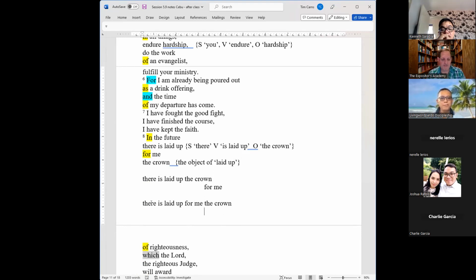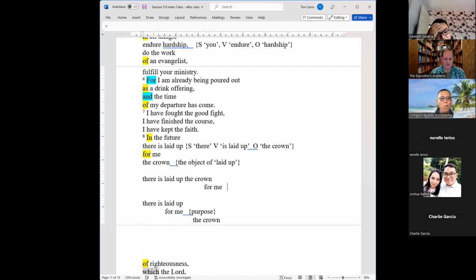Now, what do you think it modifies? You see, normally we'll check the word right before it. So here, I think for me is modifying now, there is laid up for me. It's telling the purpose. It's not describing the crown. It's describing the purpose that is laid up. It's laid up for me. Here it would just modify crown. Which crown? The crown for me, that crown.